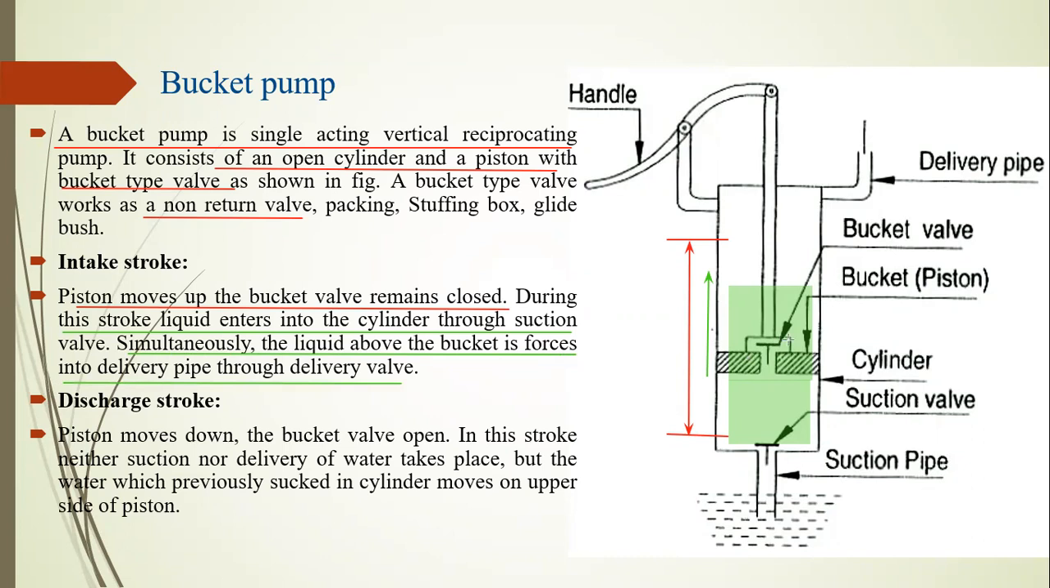What is the next position? Here some of the liquid is there. What happens to this liquid? When the piston moves from its down position to its up position, the water from the upside of the piston comes out from the cylinder through the delivery line. Here some of the water is upside of the cylinder, and that water comes out through the delivery line. After that, we will show the working of the discharge stroke.